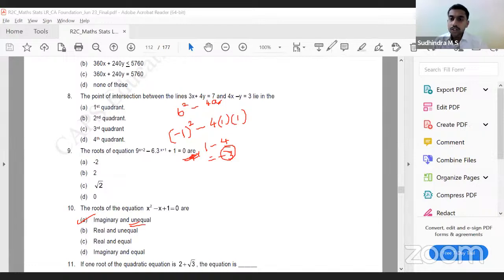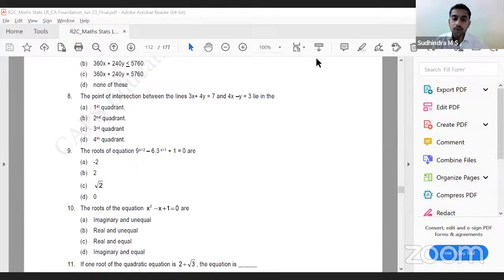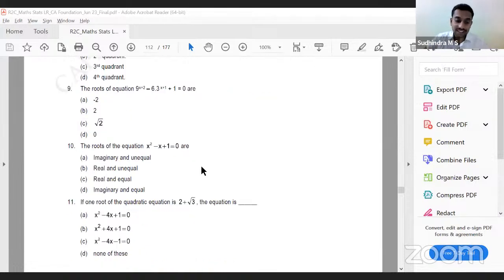Next question, question number 11. If one root of the quadratic equation is 2 plus root 3, the equation is x square minus 4x plus 1 is equal to 0. Yes, option A is the right answer. See, if one root is 2 plus root 3, how can you further proceed? The other root is 2 minus root 3, the conjugate.